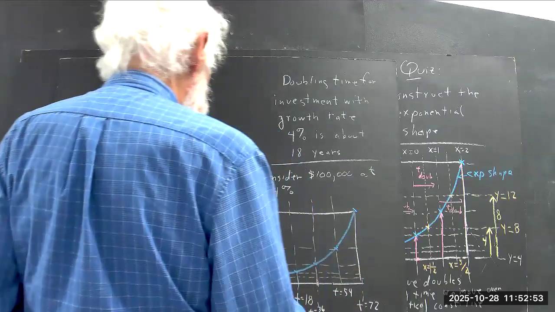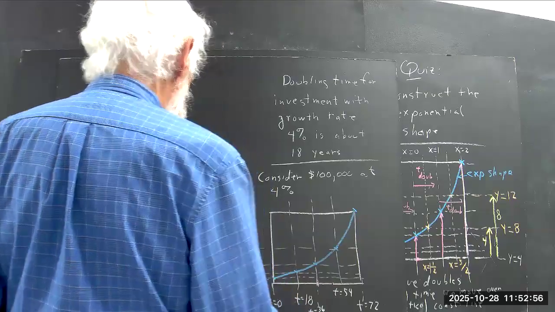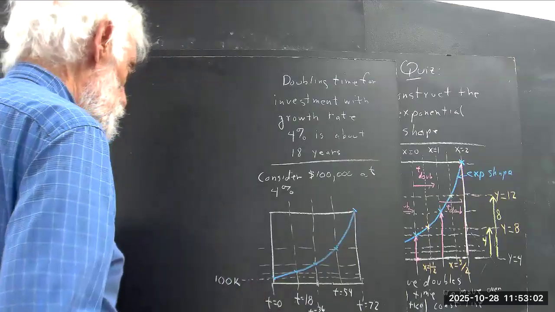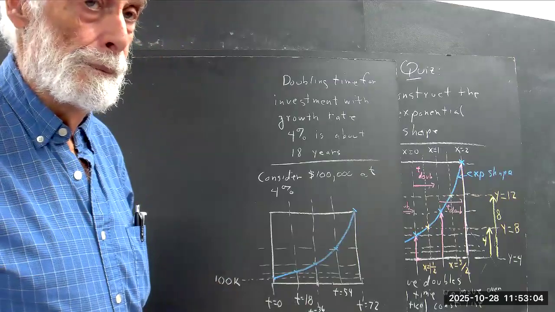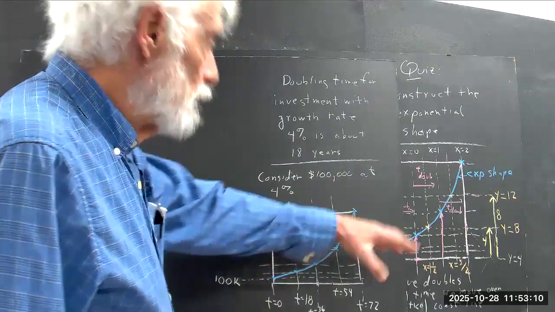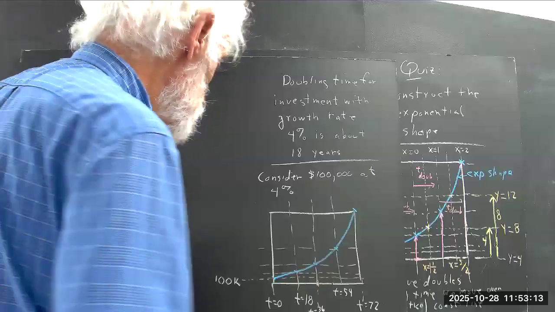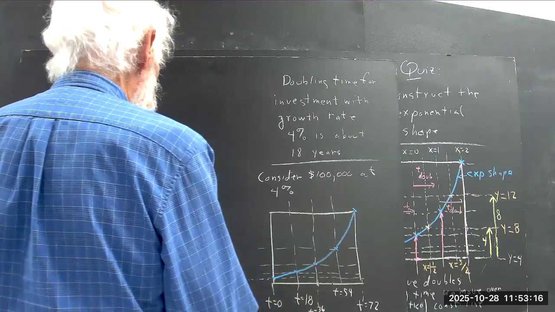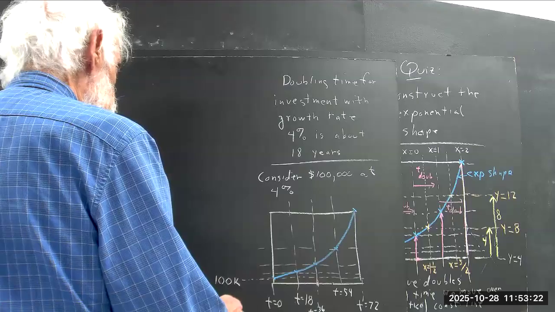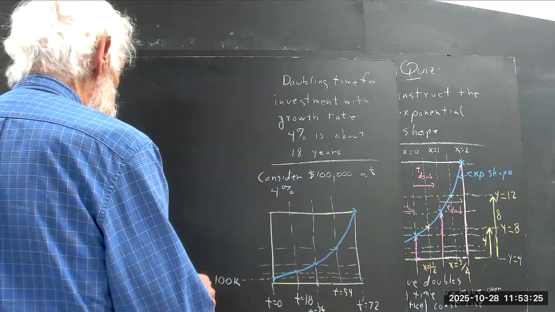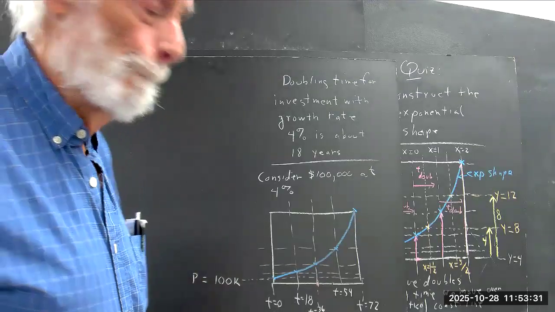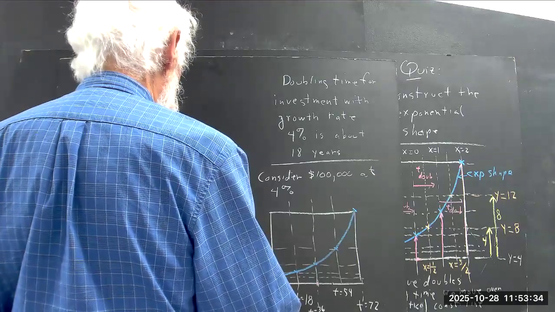Now, let's say we start at t equals 0. I don't want to write all those zeros instead of 100,000. I'll write 100K. Then you did a good job of labeling your y values. Instead of y, I'm going to use p for principal, how much your money's worth, how much your account is worth.